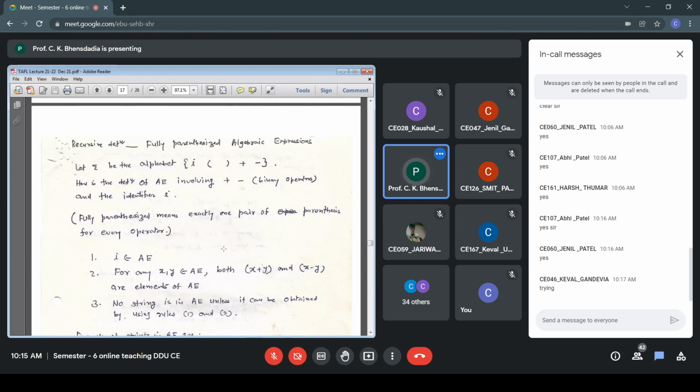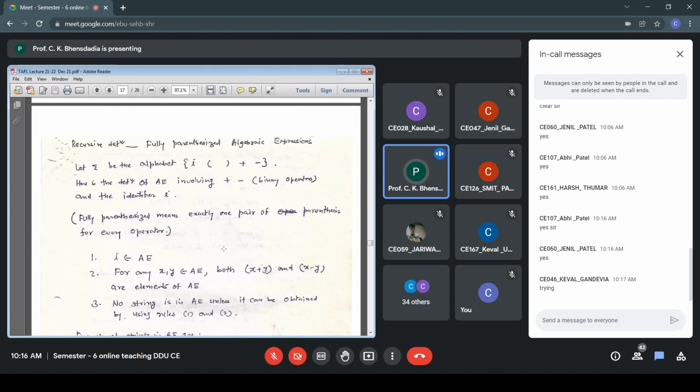So with plus I am applying this bracket, opening bracket, closing bracket. Similarly with minus also I am applying the opening and the closing bracket. So when I apply an operator, I also apply the parenthesis. For every operator, there has to be exactly one pair of parentheses. So with the operator, I am putting that pair also. So there cannot be mismatching of that.